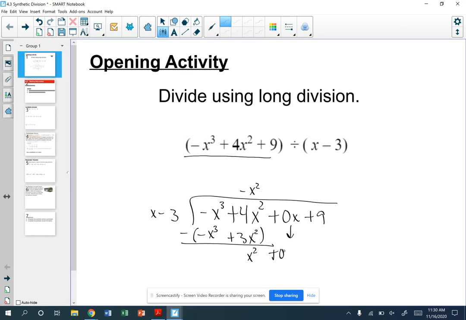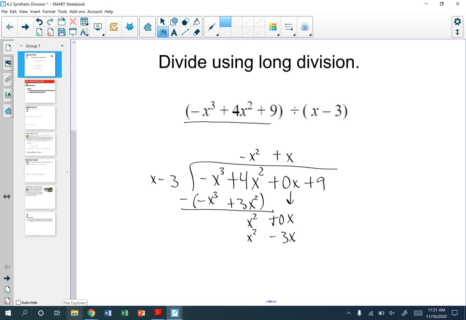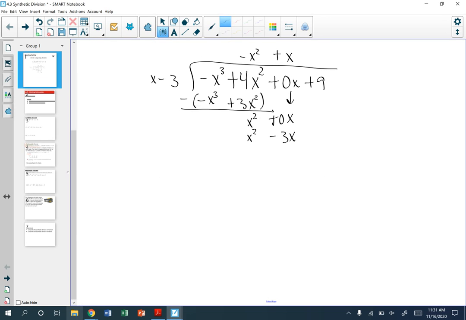We bring down our 0x. Now I need to get to x squared. So x times x gives me x squared. So I'm going to add x. X squared, and then x times negative 3 gives me negative 3x. Okay, so now I need to subtract here, sorry. Those are 0, and here, remember to distribute that negative, so I'm positive 3x.